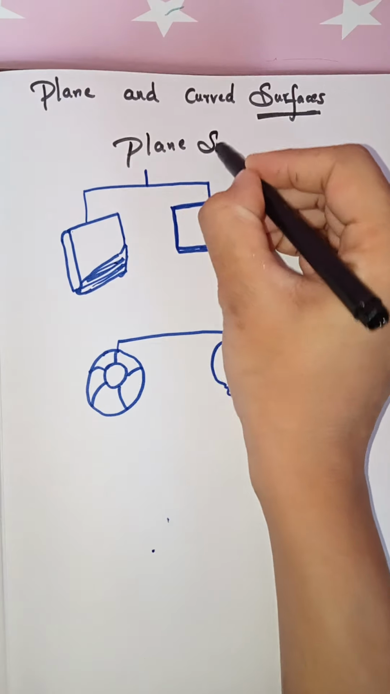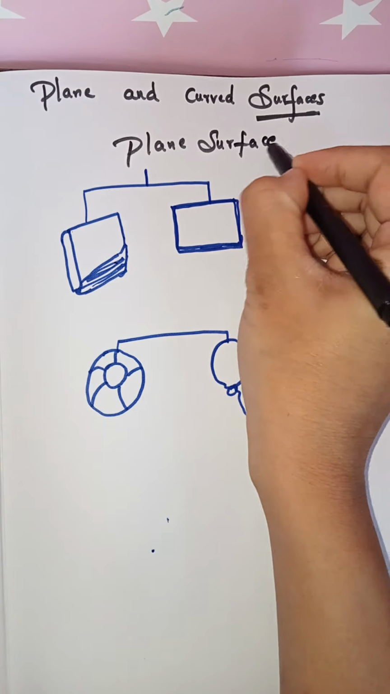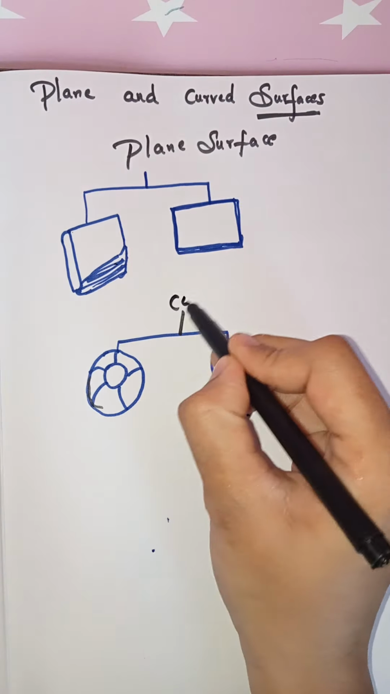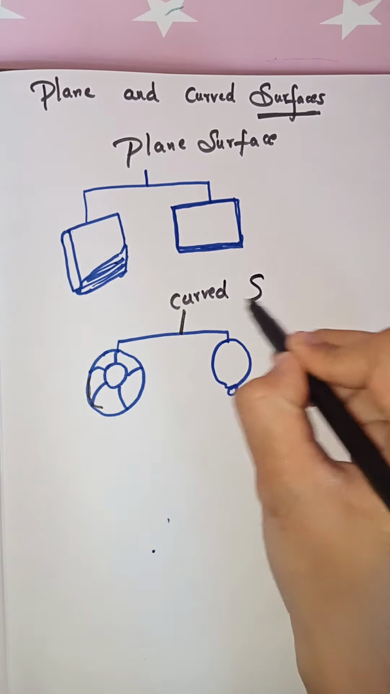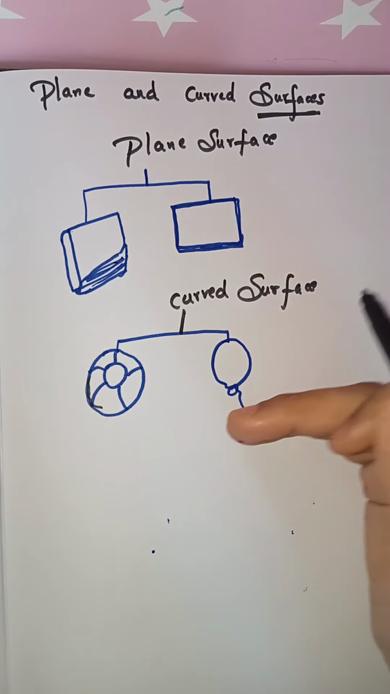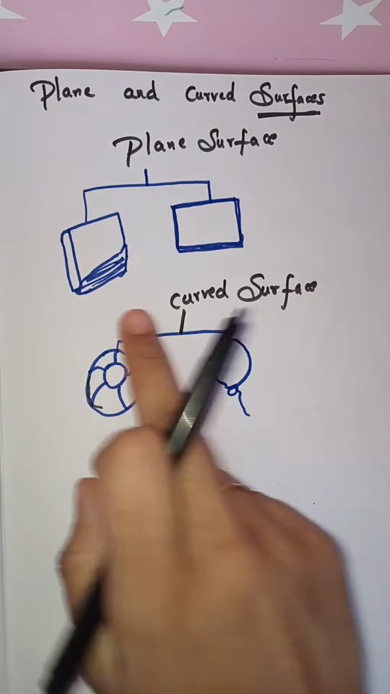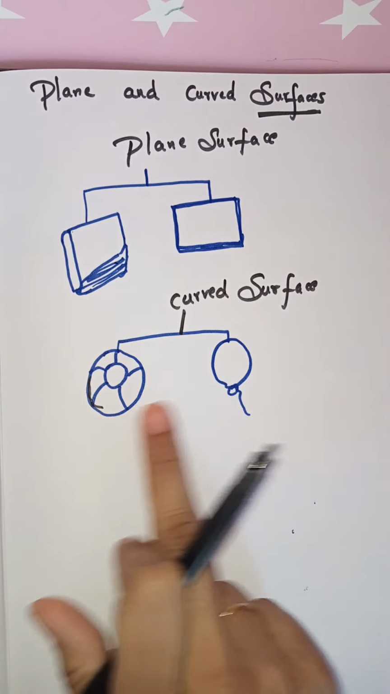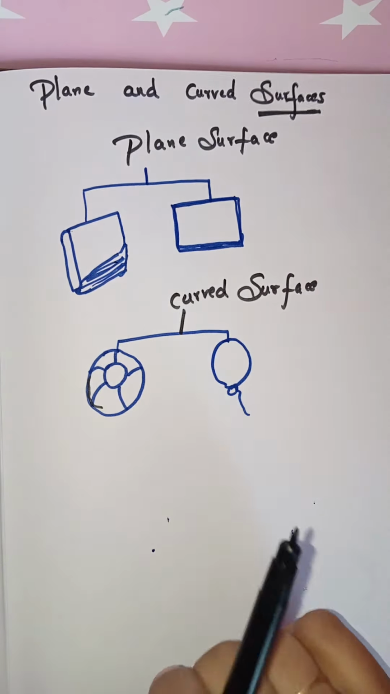You can see the surfaces of the objects shown below. Here, I can name it a plane surface, and these are curved surfaces. These two have different types of surfaces. The book and the blackboard have plane surfaces, but the ball and the balloon have curved surfaces.